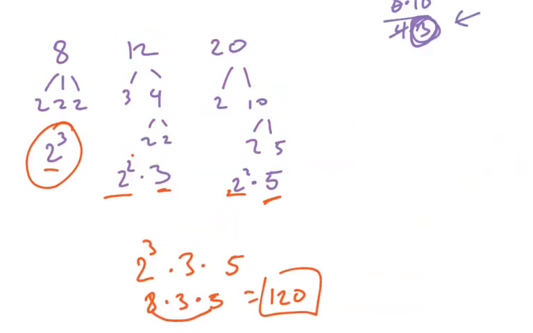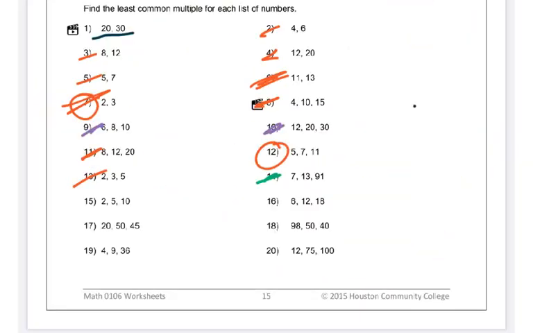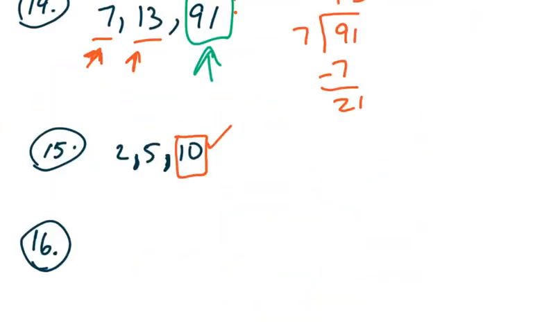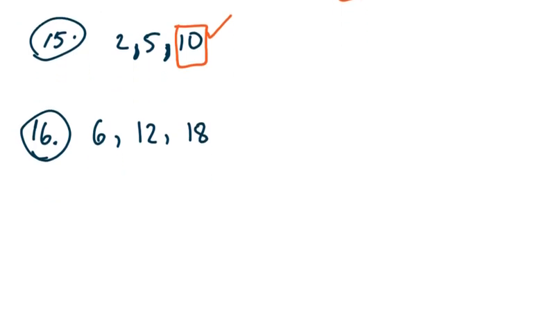See if we can fit it in here with 16. 16 is 6, 12, and 18. So here, you know that 6 goes into 12 and 18. So the only question that you really need to concern yourself with is when does 12 go into 18? So let's start listing multiples of 18.